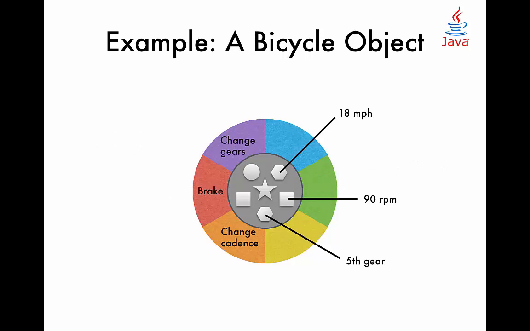Here's a more concrete example. This bicycle object has three fields: miles per hour, revolutions per minute, and gear. Currently, this bicycle is going 18 miles an hour, 90 revolutions per minute, and is in fifth gear. The methods in this object are change gears, brake, and change cadence. Notice that each of these operations can modify some portion of the bicycle's state.